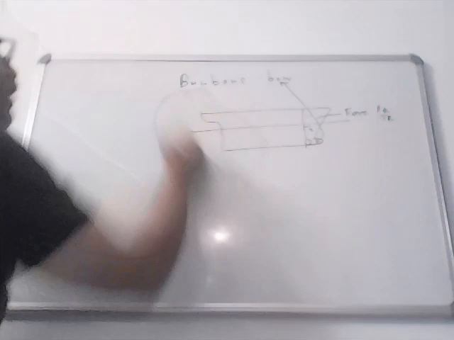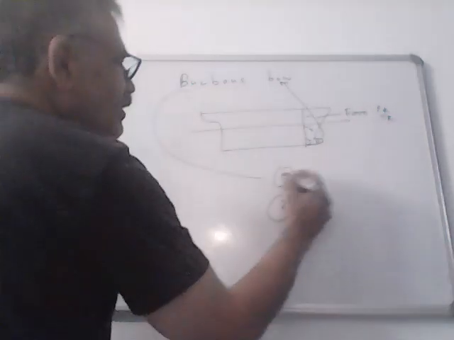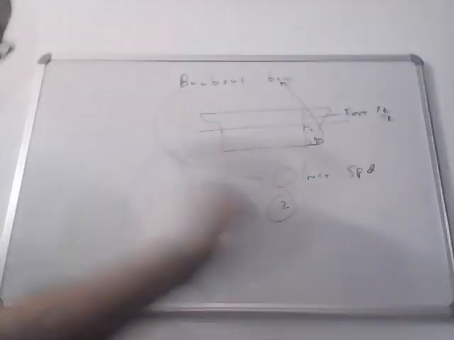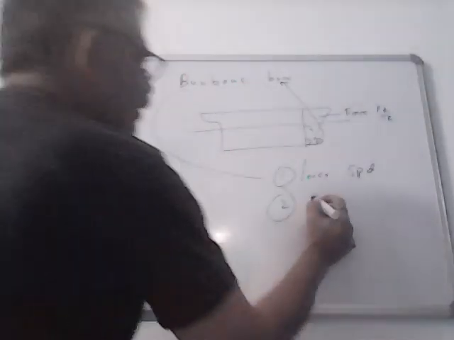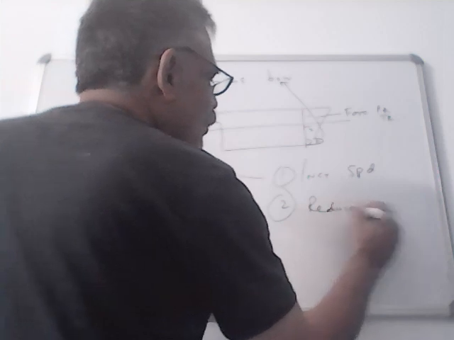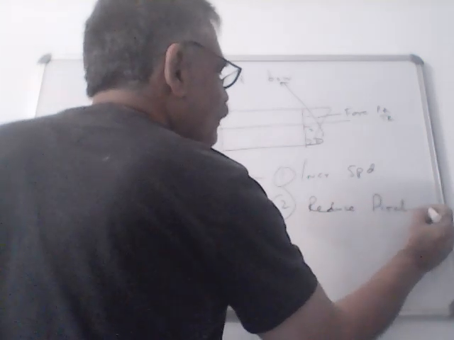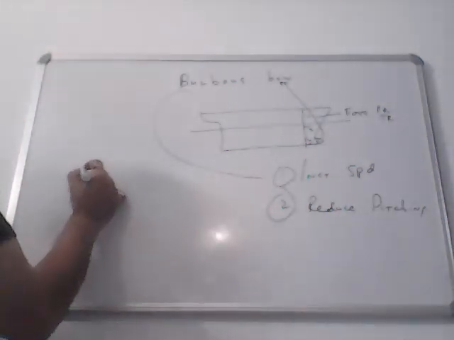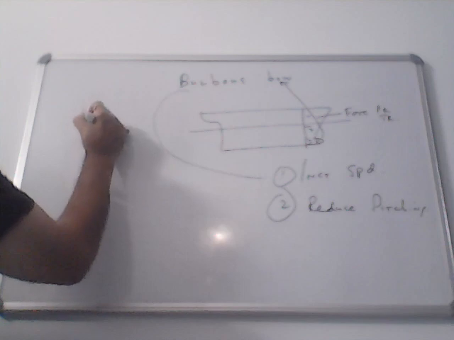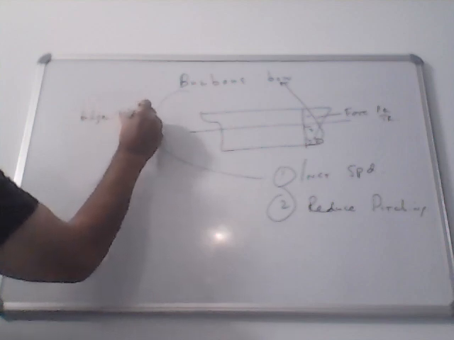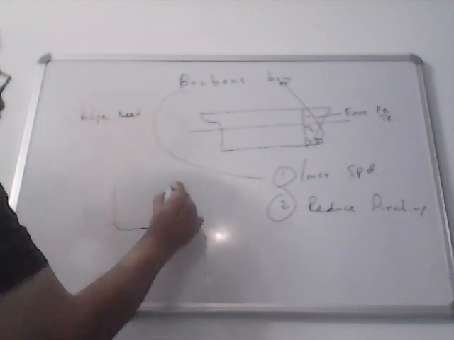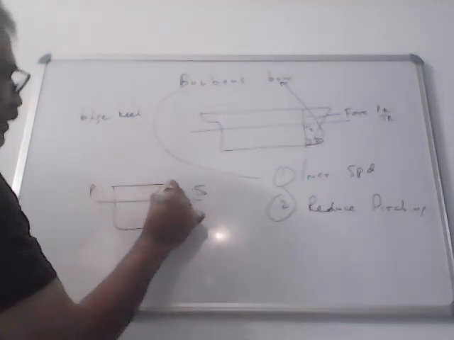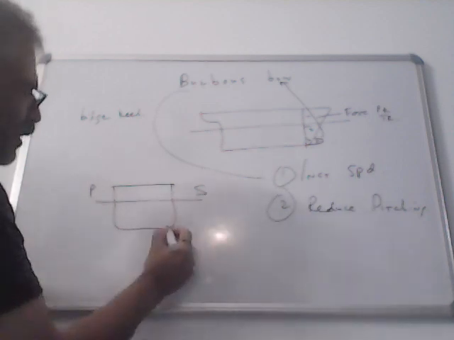So what is the purpose of the bulbous bow? There are two purposes. One is it increases the speed of the vessel with the same fuel consumption, and second, it reduces pitching of the vessel. And there's another part of the construction which is known as the bilge keel. Now what is this? If you see a ship like this, this is the starboard side of the ship, this is the port side, this is the main deck, this is the water line. This is the turn of the bilge.